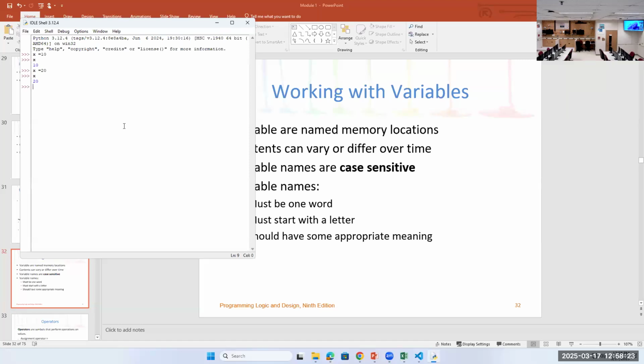Right, because it's changeable. Now, if I put y equal to x plus x, that means y equals x plus x, and I want to print out y. What do you think? What's the value of y?